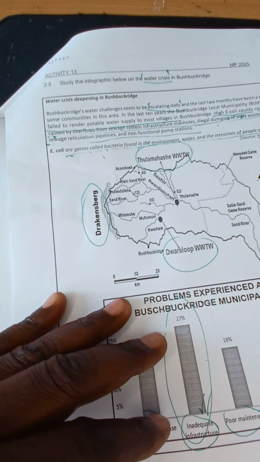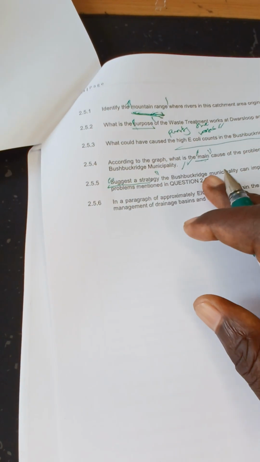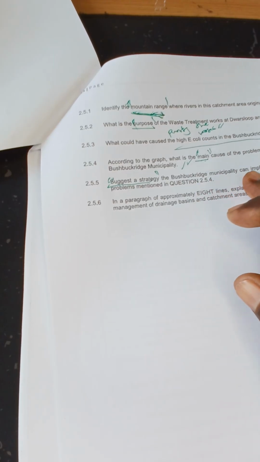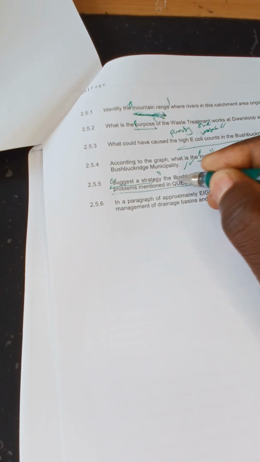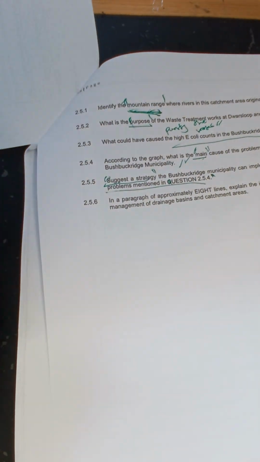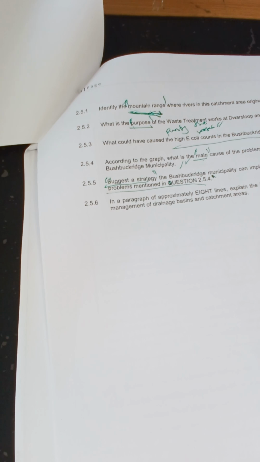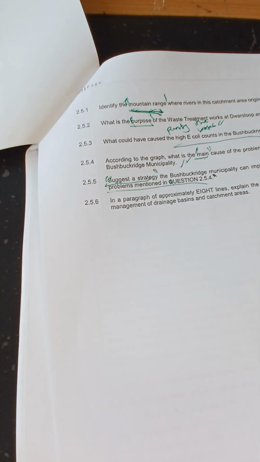Okay, let's move on to 2.5.5. Suggest a strategy. You are giving a solution now that the Bushbuckridge municipality can implement to overcome the problems in 2.5.4, which is inadequate infrastructure. How can they overcome the problem now? Number one, you need better maintenance. You fix leaked pipes. That's what you're supposed to do. You fix leaking pipes.